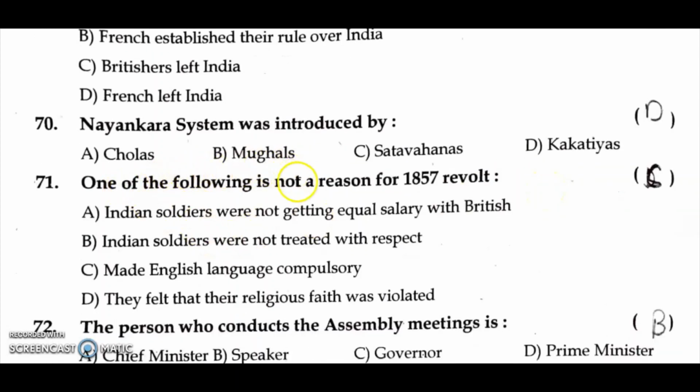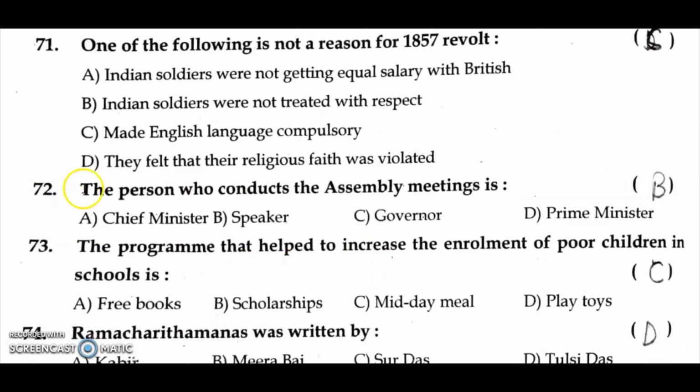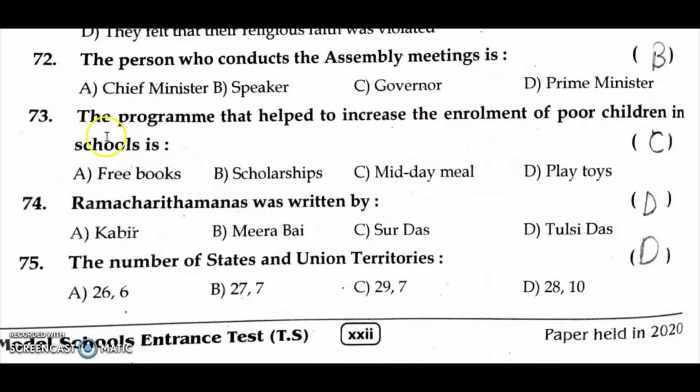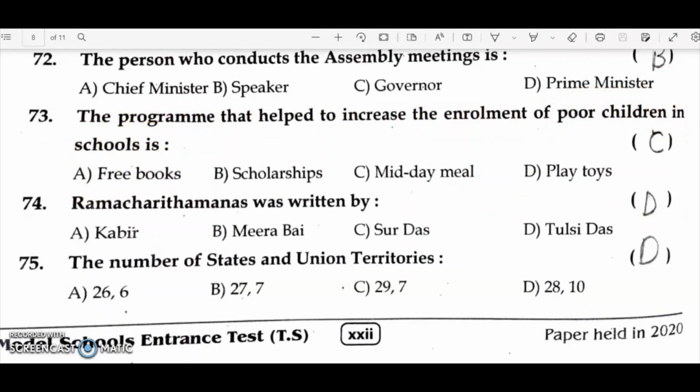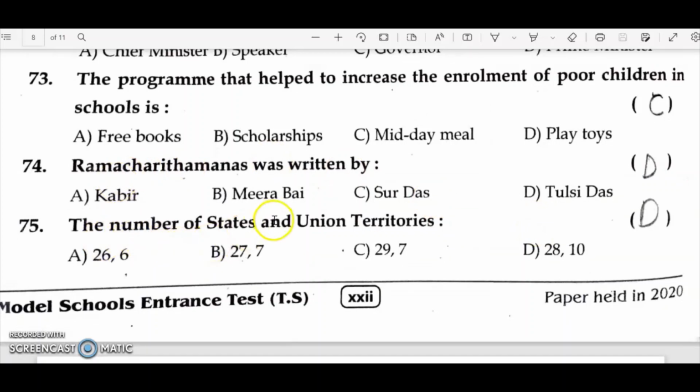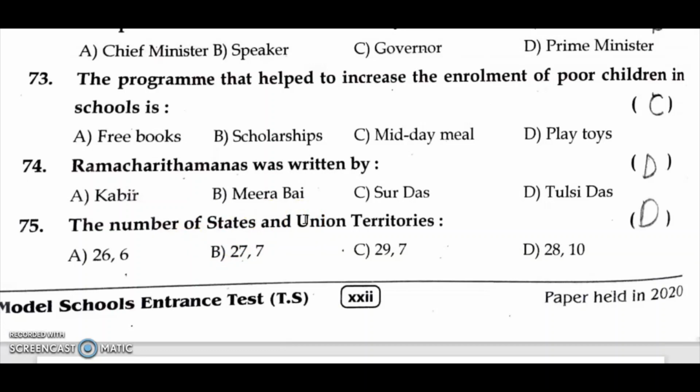One of the following is not the reason for the 1857 revolt. C. Made English language compulsory. The person who conducts the assembly meetings is B. Speaker. The program that helped increase the enrollment of poor children in schools is C. Midday meal. The Ramacharitra was written by D. Tulsidas. The number of states and union territories is 28 and 10.